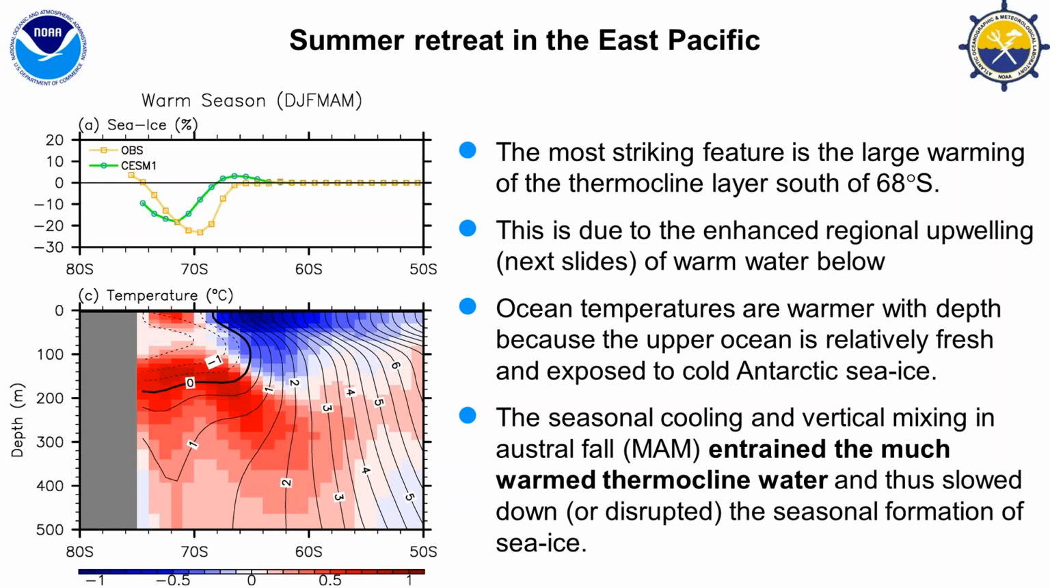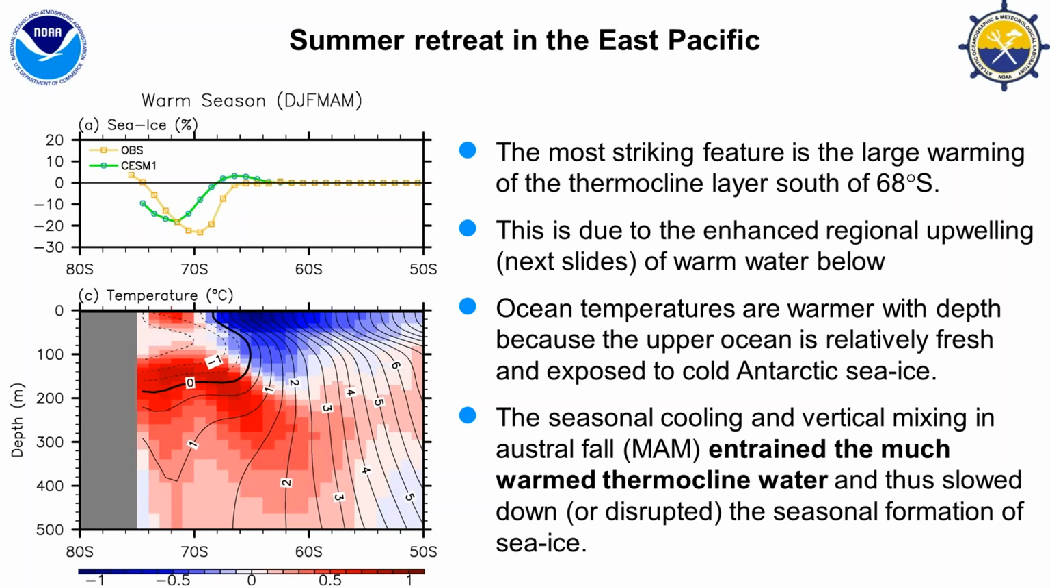That's the idea. And so the hypothesis that I have here is that this increased upwelling in this region makes the upper thermocline much warmer than usual, than the climatology. And for the short period of the austral fall, MAM, after the peak of the warming in the summer, it starts to cool at the surface. And that cooling, combined with the wind mixing, will actually stir this mixed layer and entrain some of this warm water to the surface, and that will eventually slow down or drop the seasonal formation of the sea ice. So that's the main hypothesis for this melting of sea ice. So that's ocean driven. This is due to the upwelling.